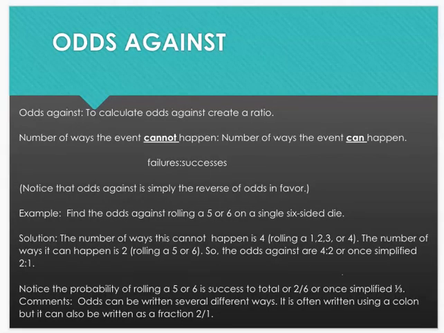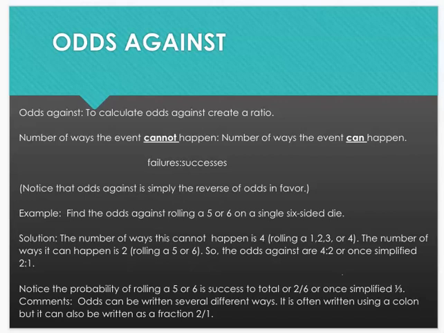What about odds against something happening? So to calculate odds against, we still create a ratio. This time, we do the number of ways the event cannot happen to the number of ways the event can happen. Notice this time it's failures to successes. Notice that odds against is simply the reverse of odds in favor.